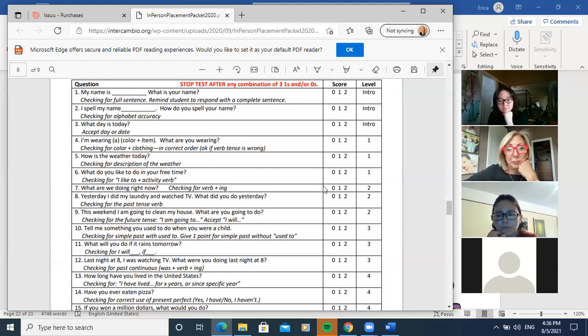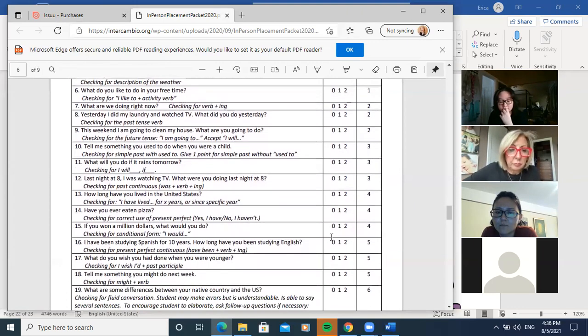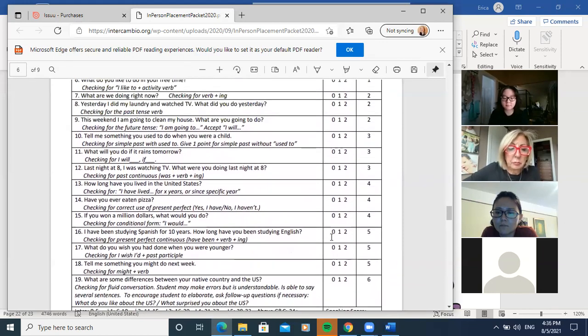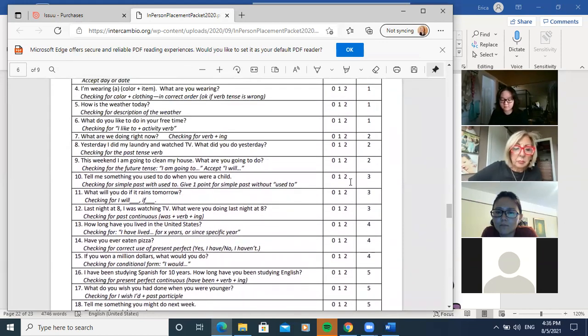So what would you give them for a score? One. Yeah, you give them a one, because they understood and they answered, but you're checking for verb with ing, which they didn't do, so you give them a one. As long as they're generally understanding, I just keep going with the test. If there's a few in a row where they just don't understand, then I'll stop the test.